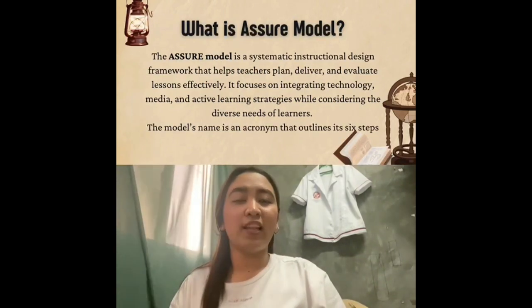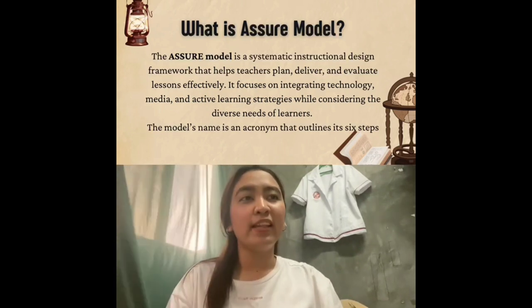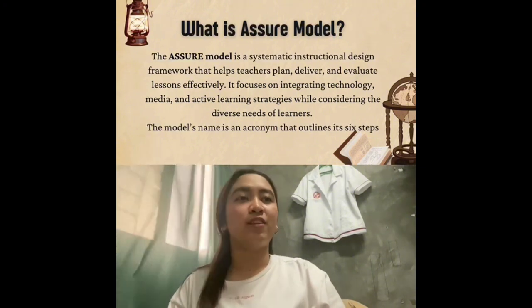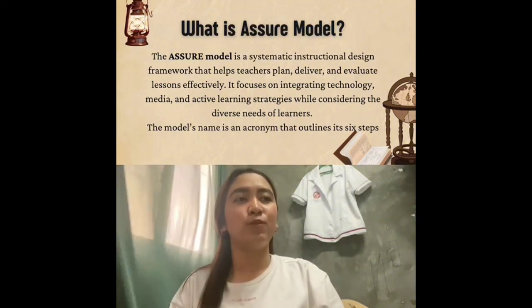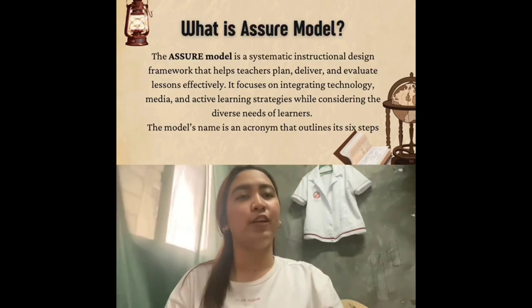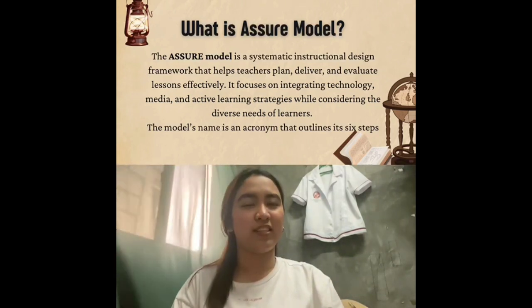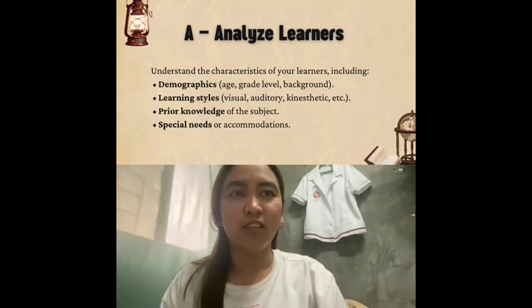The ASSURE model is a systematic design framework that helps teachers plan, deliver, and evaluate lessons effectively. It focuses on integrating technology, media, and active learning strategies while considering the diverse needs of learners. The model's name is an acronym that outlines its 6 steps. The first one is analyze learners.